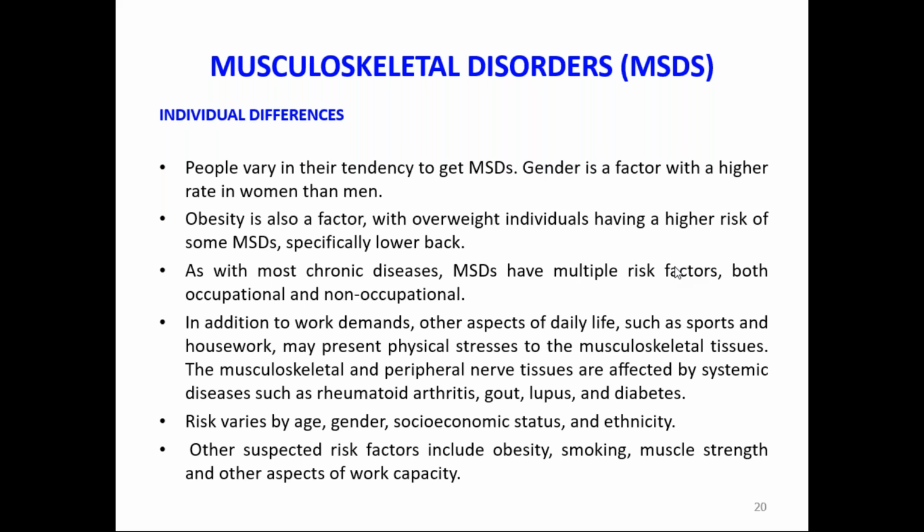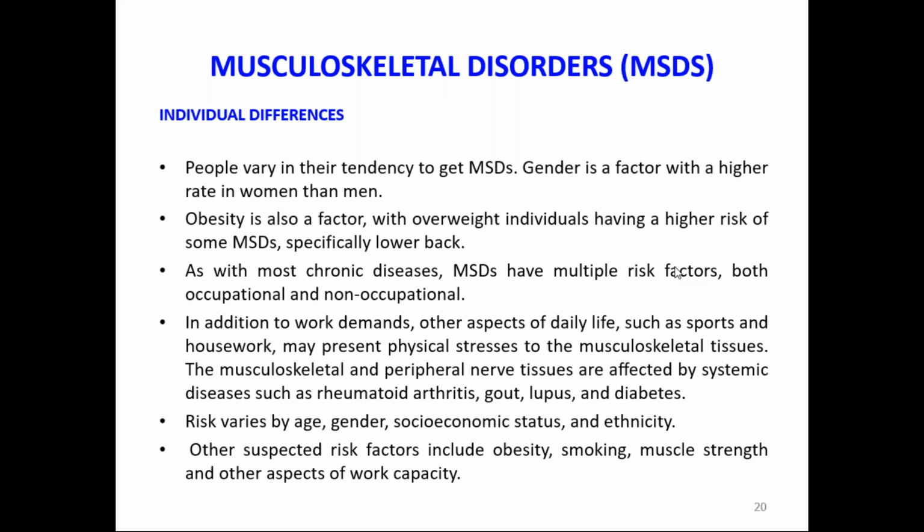Then individual differences. People vary in their tendency to get MSDs. Gender is a factor, with a higher rate in women than men, and that is why doctors, factory managers, or the certifying surgeon always recommend avoiding heavy work, avoiding repetitive work, and avoiding the particular type of work where the health of women may be badly affected as compared to men. So gender is one of the factors.